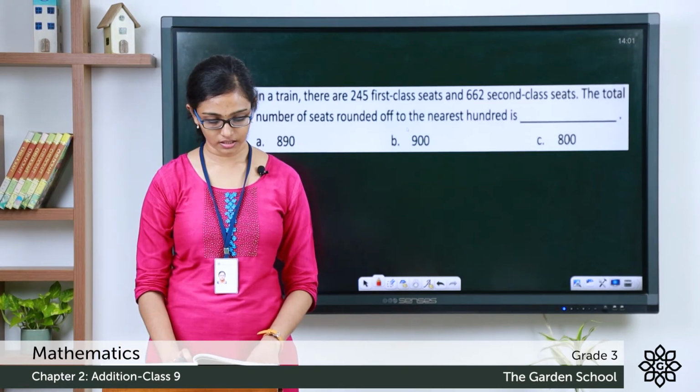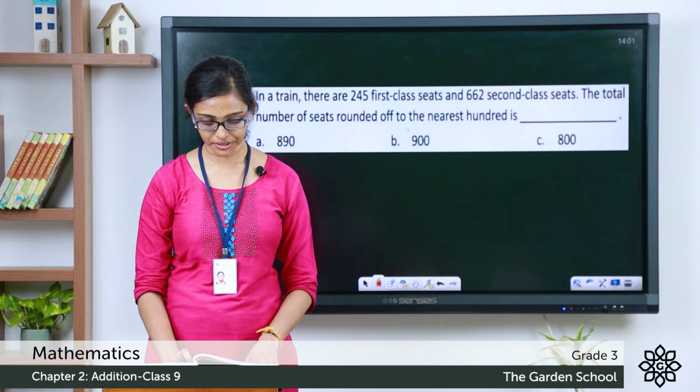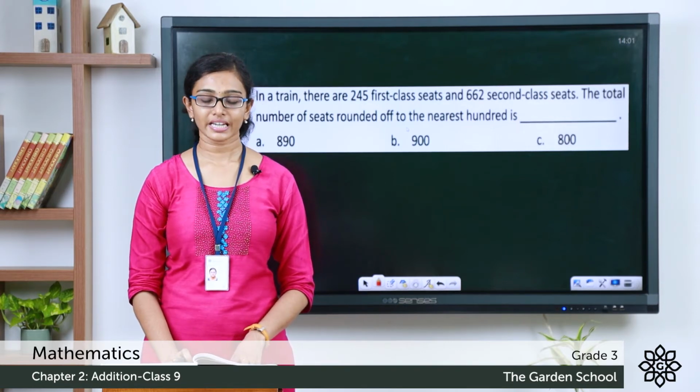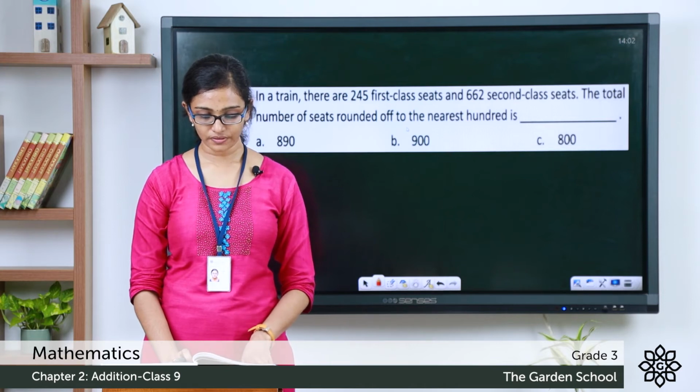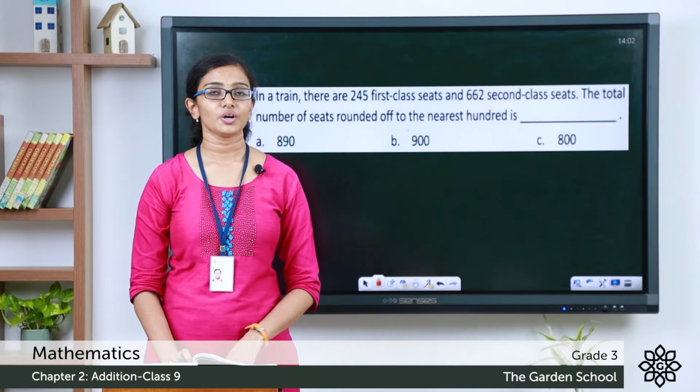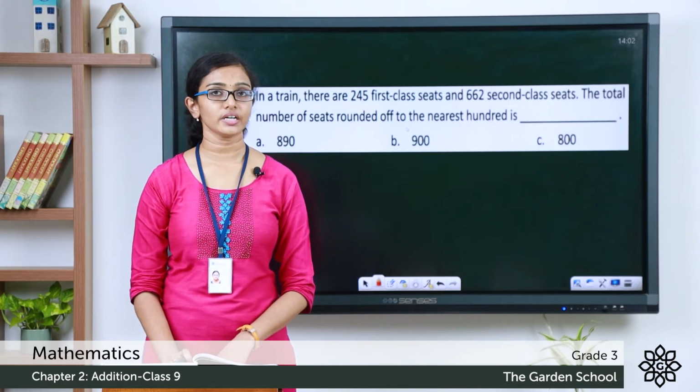Question number 6. In a train, there are 245 first class seats and 662 second class seats. The total number of seats rounded off to the nearest 100 is. How do you round off numbers to the nearest 100?